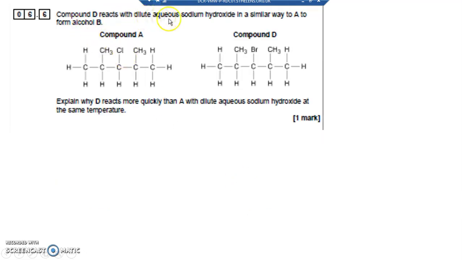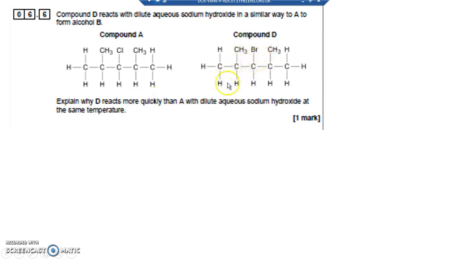Compound D reacts with aqueous sodium hydroxide in a similar way to A to form alcohol B. Explain why D reacts more quickly than A with aqueous sodium hydroxide. Remember, dilute aqueous sodium hydroxide with water is nucleophilic substitution. So the OH minus is going to attack this carbon here or this carbon here, and the Cl breaks off, that bond breaks, and electrons move onto the Cl and make Cl minus. Or in this case, D, the only difference is instead of a Cl, you've got a Br breaking off, and it will form Br minus.